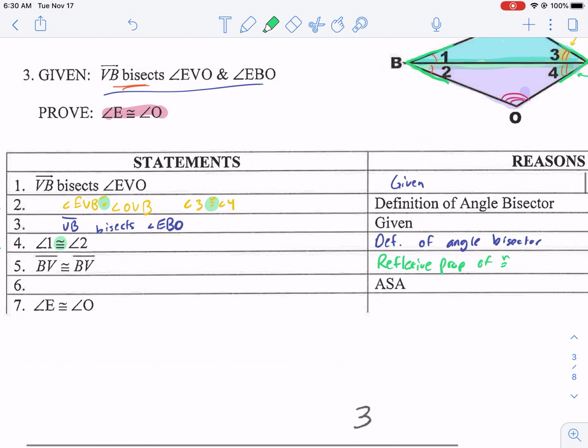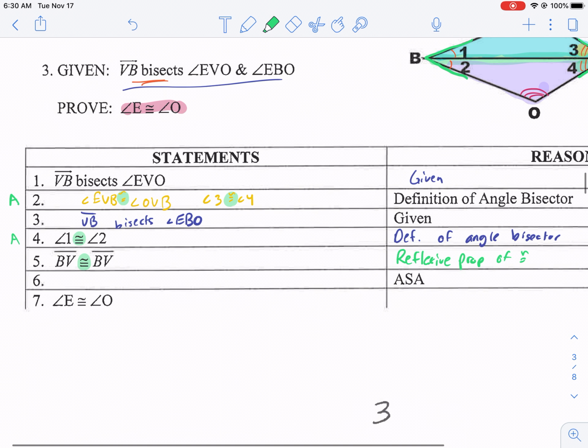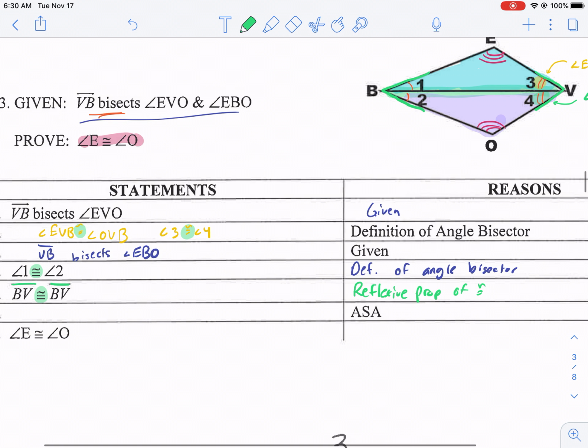And guess what? I have another congruent symbol. And what does that mean? It's going to be an A or an S. In this case, it's an S because we have this segment on top. So now we just have to analyze, looking at the diagram. What do we got?